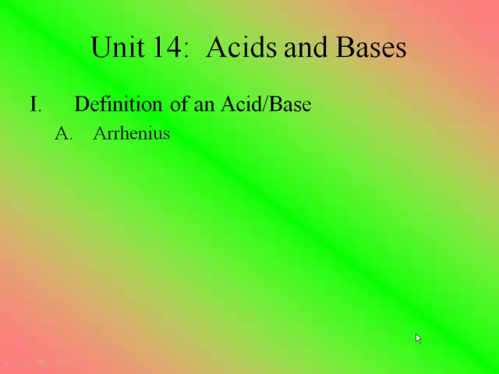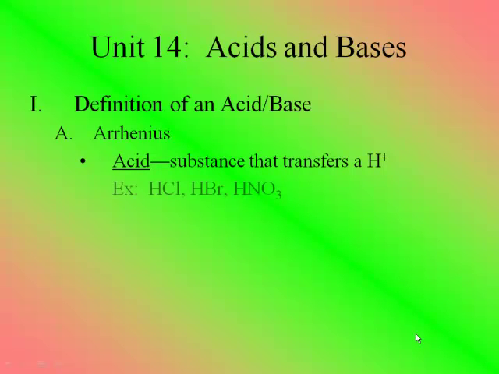The first one is the Arrhenius, and I always call the Arrhenius the middle school level definition. An Arrhenius acid is any substance that transfers H+, or has an H+, basically. For example, HCl, HBr, HNO3. Notice that they all have H's in their structure. Now, just because it has an H doesn't mean it's going to be an acid. It's just that in the solution, it is transferring that H+, or it is increasing the concentration of H+ in the solution.